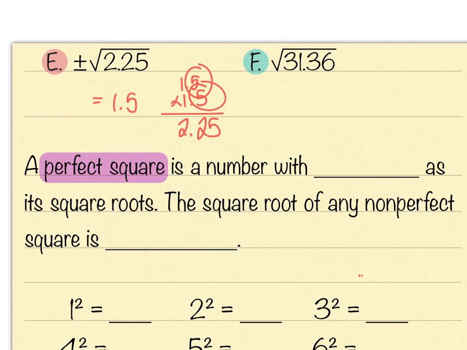And then, for example F, 31.36. Now we actually have a button on our calculators. If you have a scientific calculator, or most 4-function calculators actually have the square root button as well. You can just type these in and it'll do the work for you. And so when you type this into your calculator, you'll get that the square root of 31.36 is 5.6.